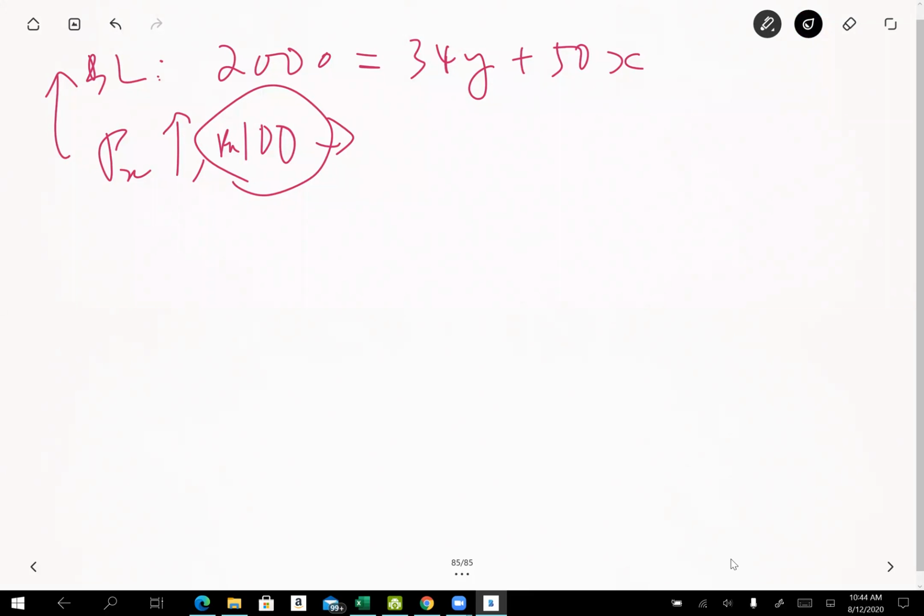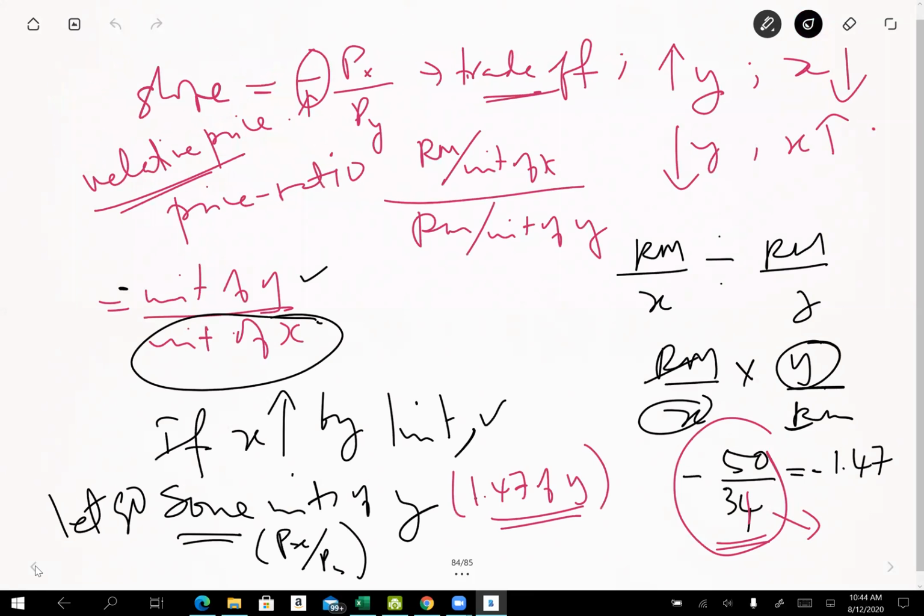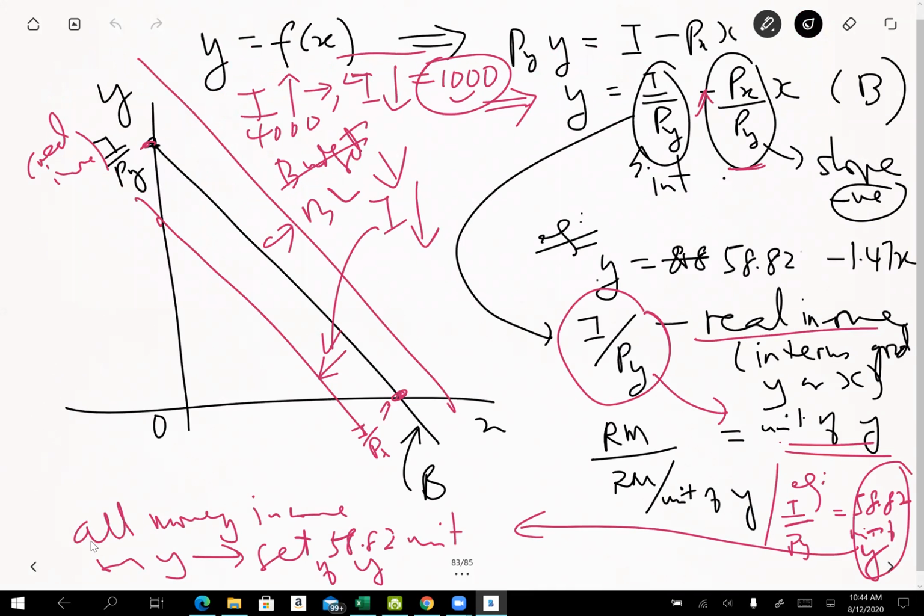Okay, how does the budget line change if the price of X now goes up? This is our original budget line, the one that we considered at the beginning. Now the price of X goes up to 100. Okay, what happened to the budget line? How is the shift?